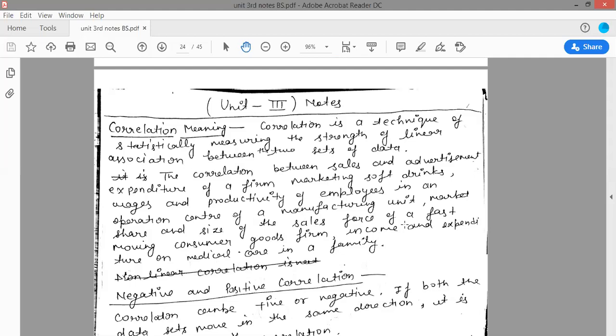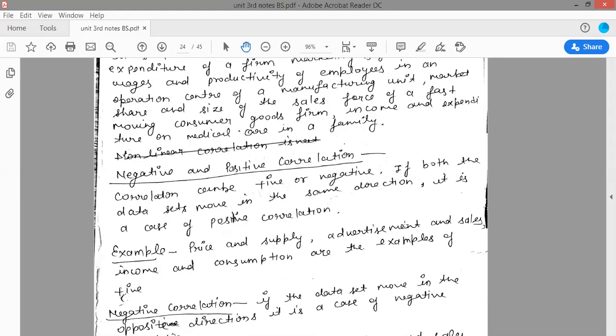Now the next one is types of correlation. In correlation there are four to five types. The first is positive and negative correlation. Correlation can be positive or negative. The first one is positive correlation. Positive means both the data sets move in the same direction. That means if income is increasing, then our expenditure is also increasing. So we can say that will be a positive correlation.